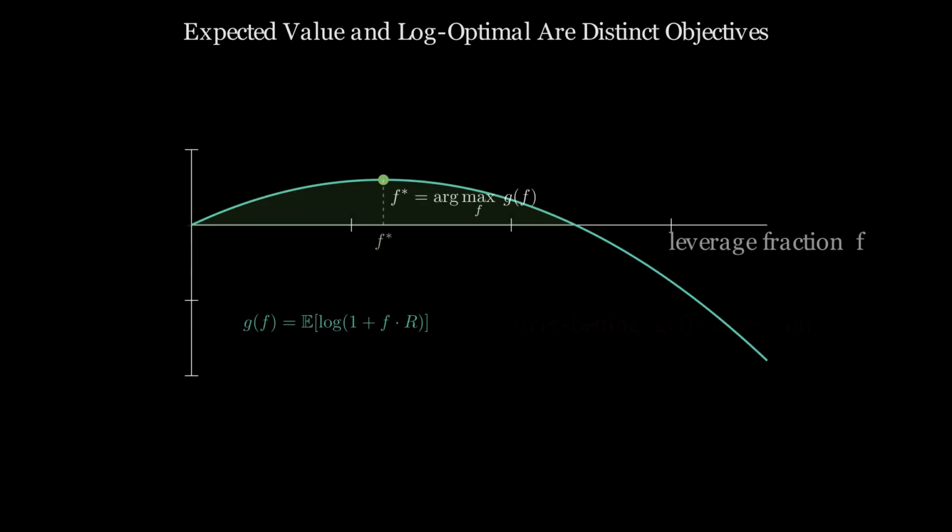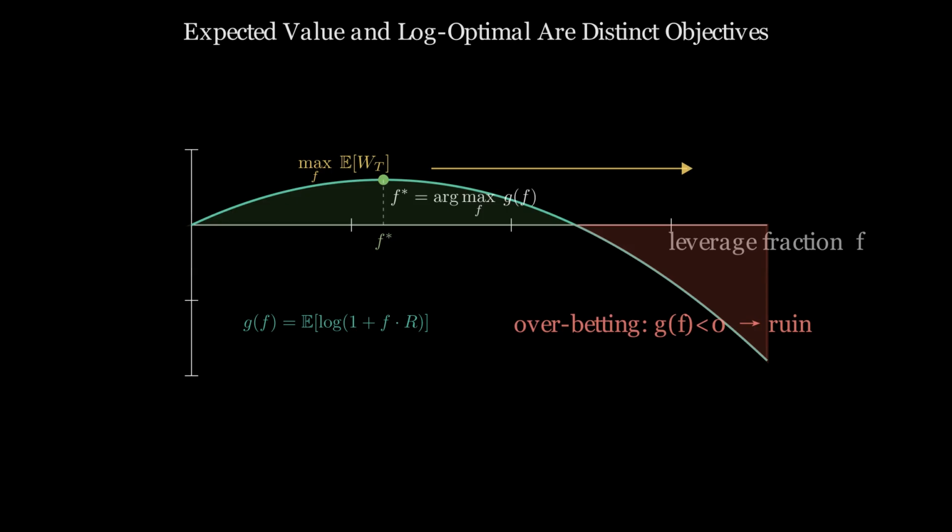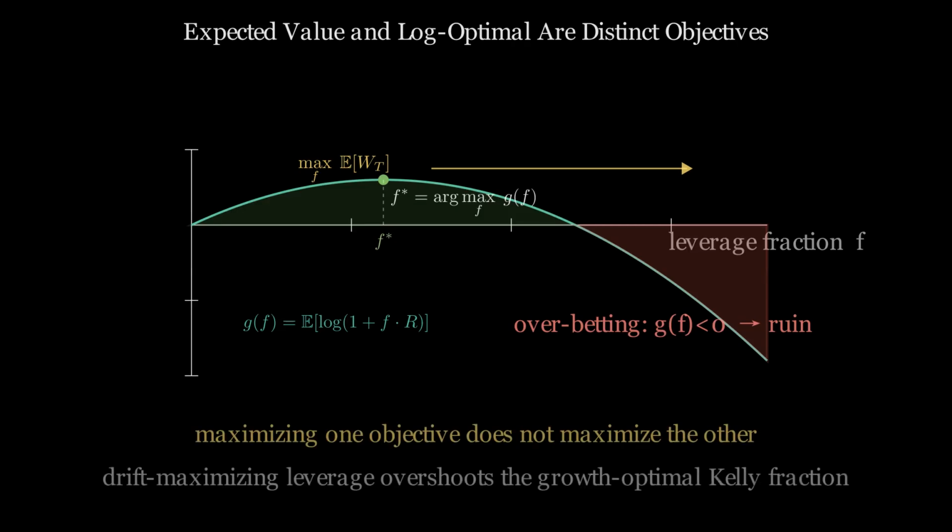The expected value objective and the log optimal objective are different functions with different maximizers. Expected wealth maximization is indifferent to volatility. It selects maximum drift. Log wealth maximization accounts for the drag that volatility imposes on a multiplicative path. The Kelly fraction emerges from the log optimal objective, not the expected value objective. Neither objective implies the other. A system optimized for expected value can destroy its own time average growth rate.